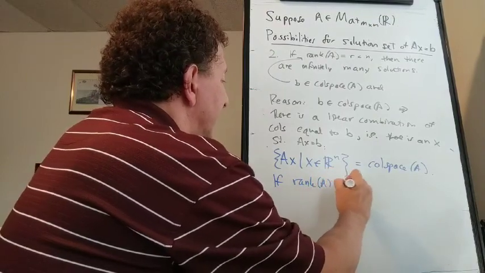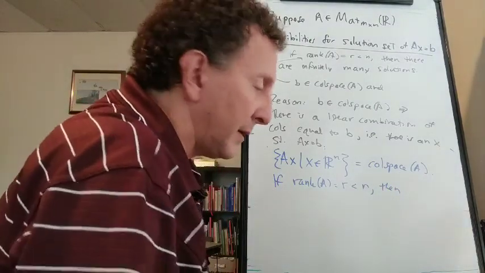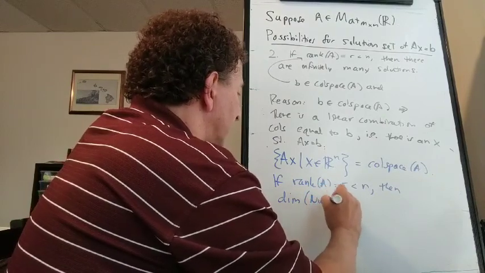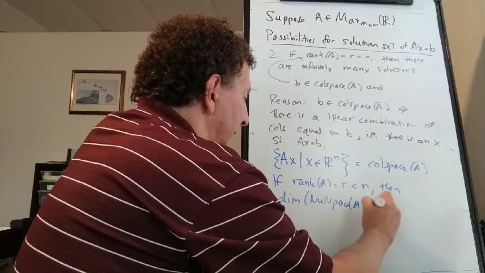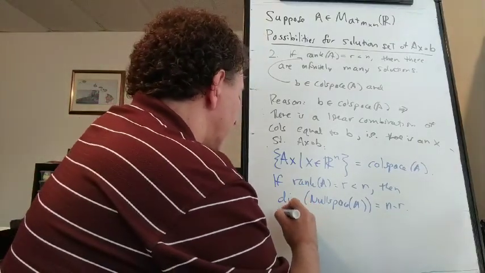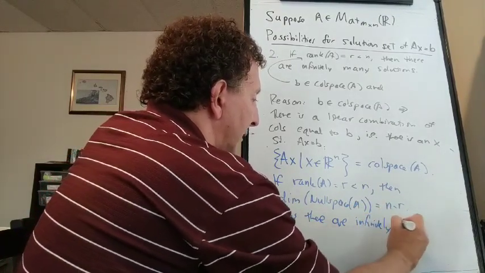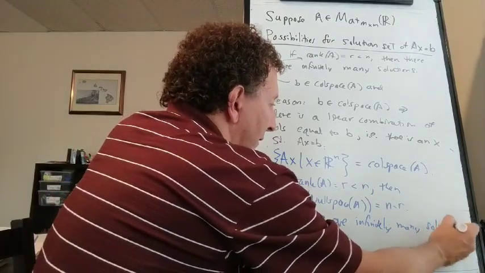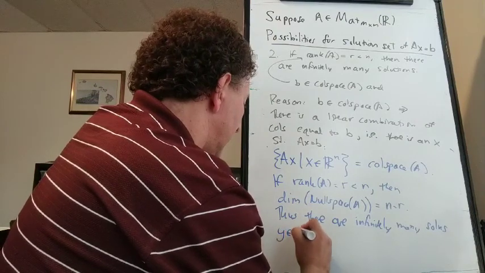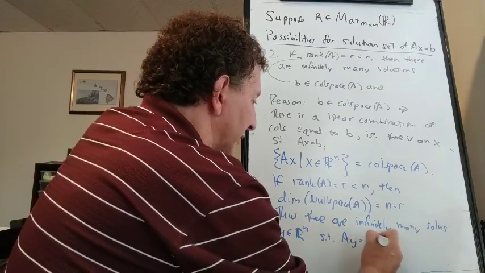Now if the rank of A is R, which is less than N, then the dimension of the null space of A equals N minus R. So that means that there are infinitely many solutions, let's say Y, such that AY equals 0.